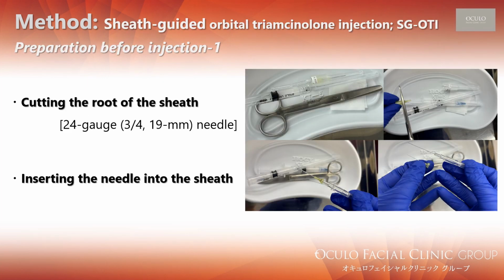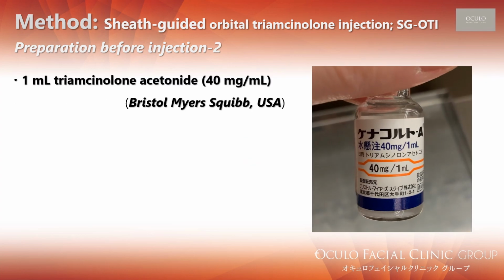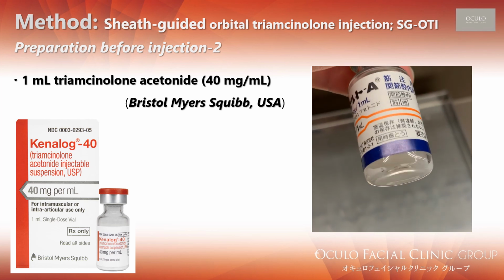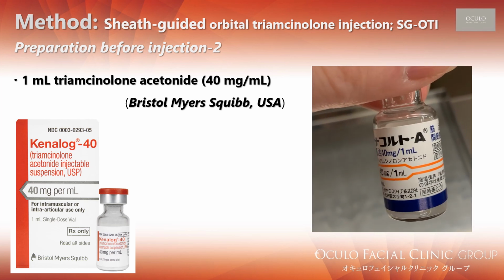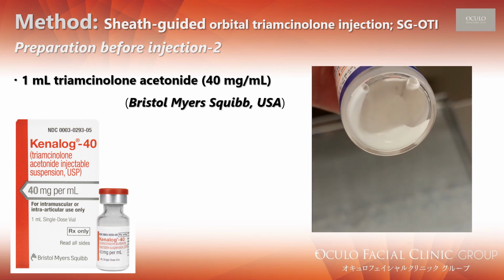Next is preparation before injection. Cutting the root of the sheath. 24 gauge, 3/4, 19 millimeter needle. And inserting the needle into the sheath. This product of triamcinolone acetonide 40 is used in Japan as shown in the video. It can be used as Kenalog 40 in the USA.